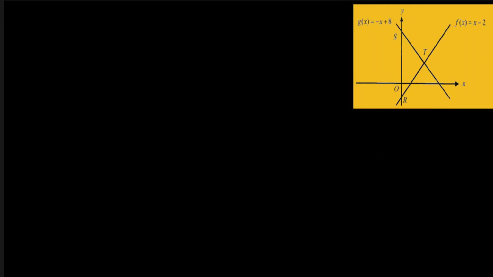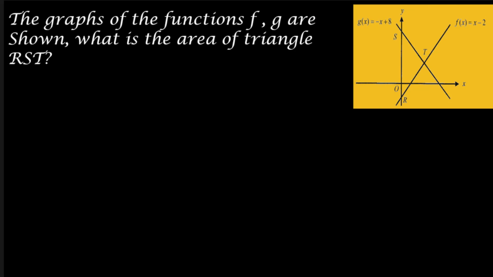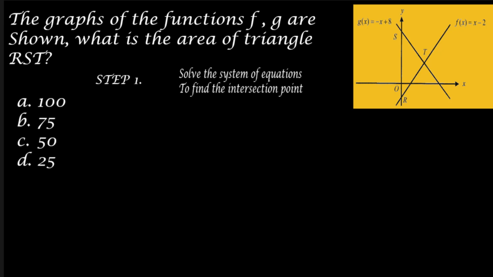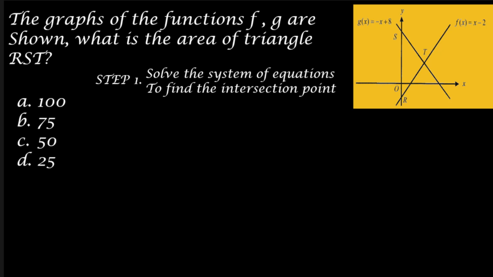Let's have another example. We have a shape here, two graphs of two linear functions, g of x and f of x. The graph of the functions f and g are shown. What is the area of the triangle RST? Now, step 1, solve the system of equations to find the intersection point. To find the area of RST, just find the value of the base and the value of the height, then you can find the area of the triangle.